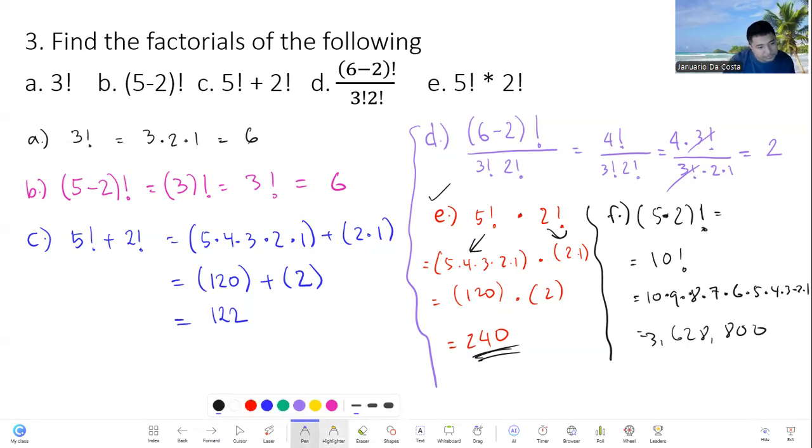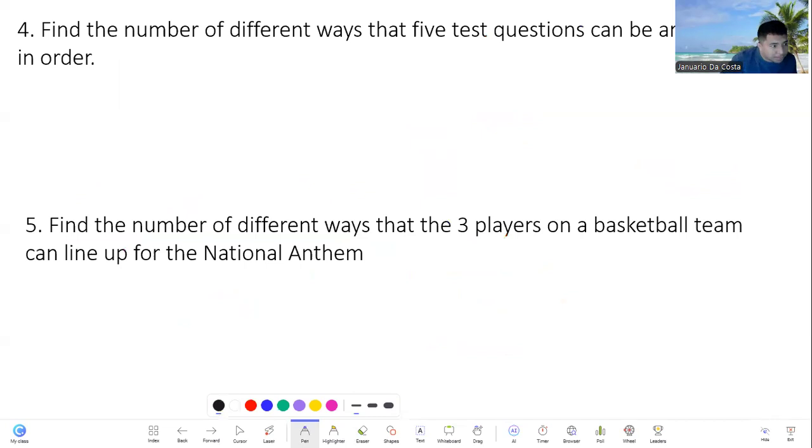Do you understand? Understood, teacher. All right, so factorial is pretty easy, no? So that's a factorial. Okay, what about this one?